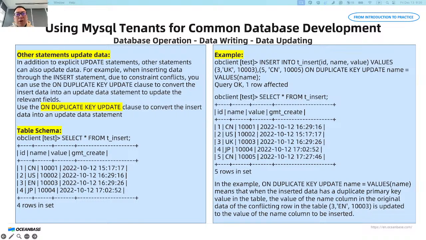In addition to explicit update statements, other statements can also update data. For example, when you insert data through the insert statement, due to constraint conflicts, you can use the on duplicate key update clause to convert the insert to an update statement.